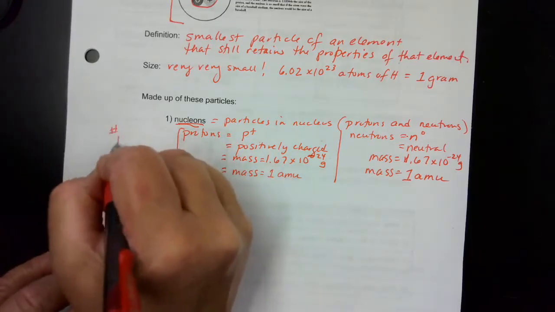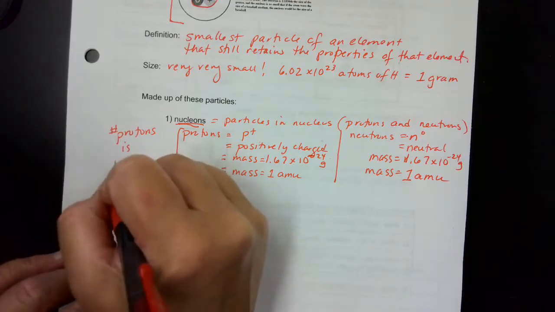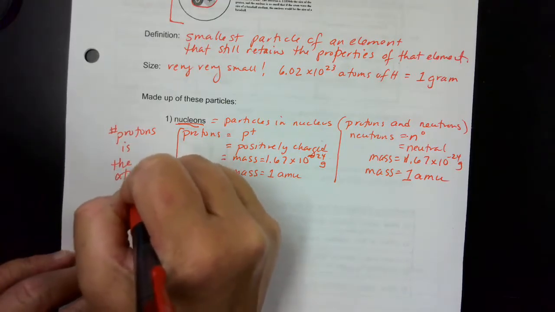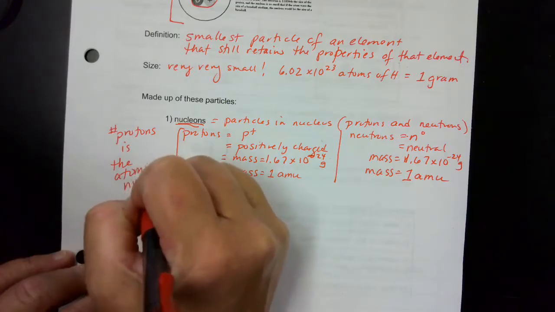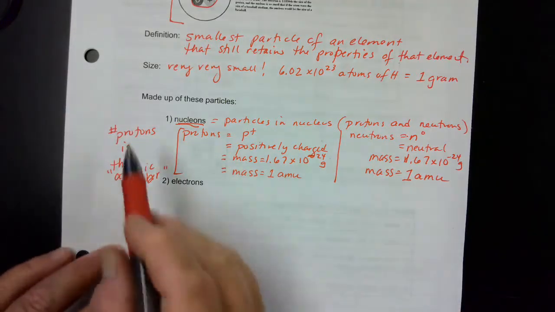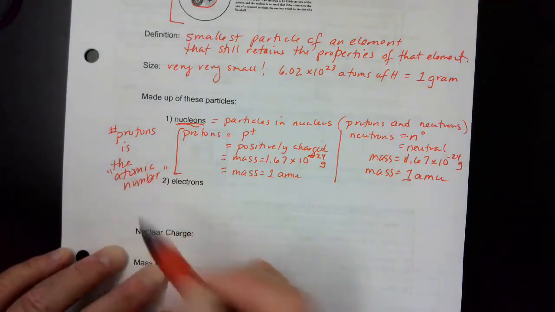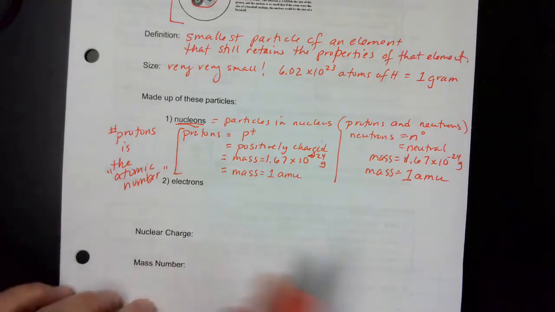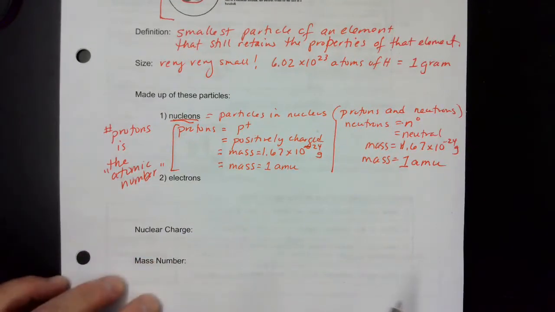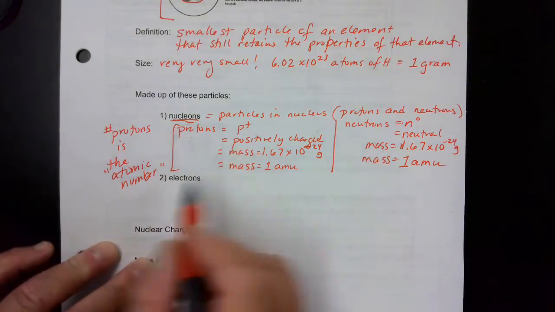The number of protons in the nucleus is the atomic number of that element. And I'm going to put atomic number in quotes. The number of protons in a nucleus is considered to be the atomic number. That's an important piece which we will be practicing a few times. All right, so nucleons are protons and neutrons.